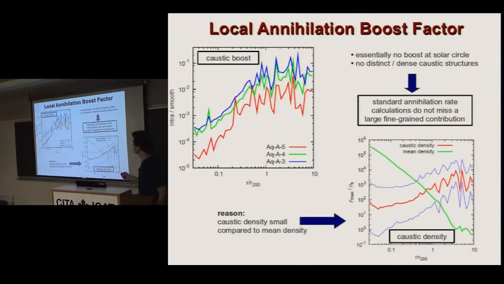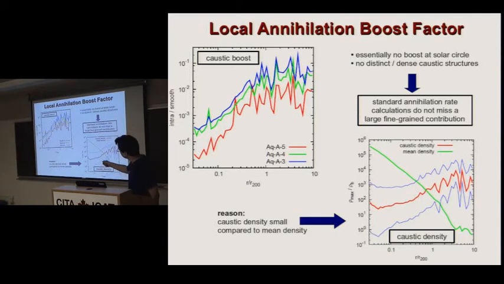Now the second question is, how important is this for the annihilation radiation? For the annihilation radiation, it's mainly the caustics that are important. This is shown in that plot now, the important quantity. This quantity here is just the annihilation radiation due to caustics divided by the smooth annihilation that you would get without caustics. If that number were very large, then there would be a significant contribution from the caustics. If it's very small, it's essentially negligible.